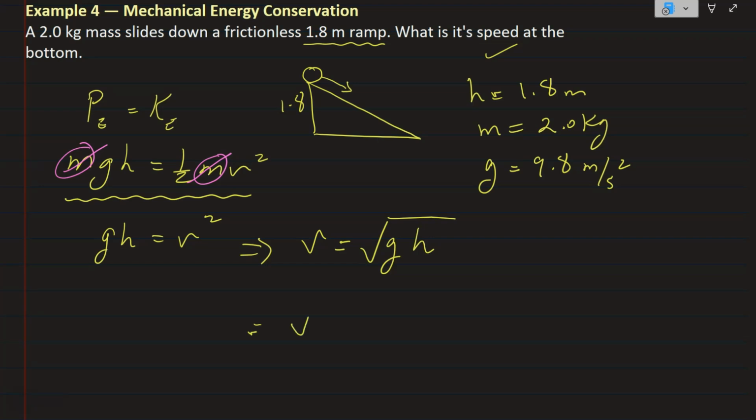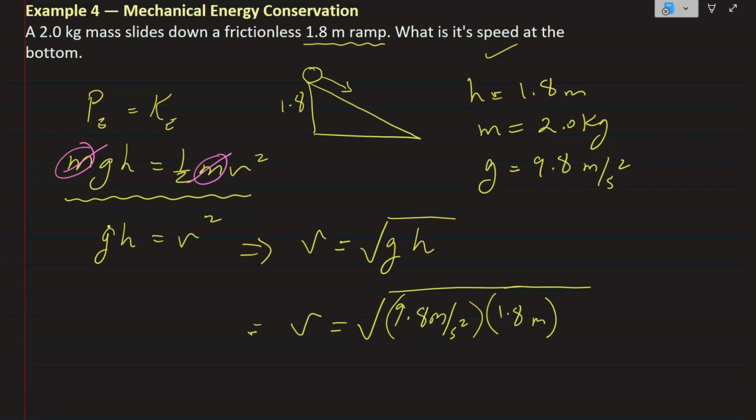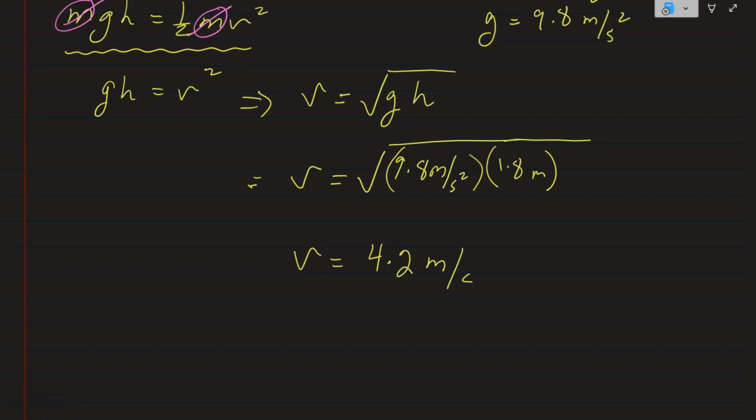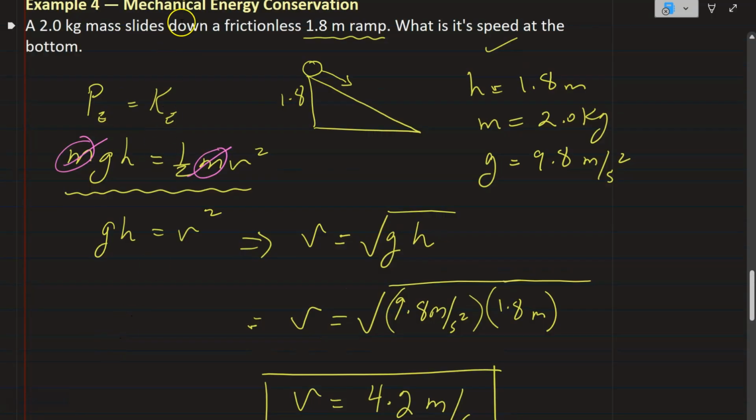All right, plug numbers in, and you'll get the square root of 9.8 meters per second squared times 1.8 meters, and your answer will be 4.2 meters per second. Okay, and we used the idea of conservation of mechanical energy to solve this problem. We basically set the gravitational potential energy equal to kinetic energy, and then we solve, because this conservation must hold.